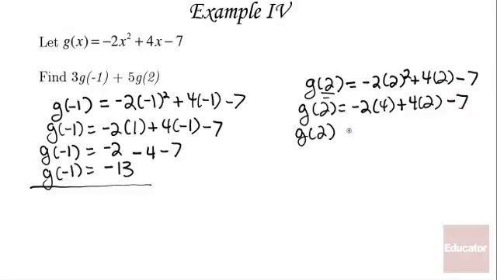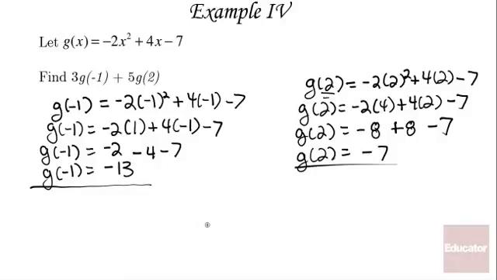Next step, using order of operations, is to take care of the multiplication. -2 times 4 is -8, plus 8 minus 7. So g of 2 equals, well, -8 plus 8 is 0, so that just leaves me with a -7. Okay, I'm getting to the end.